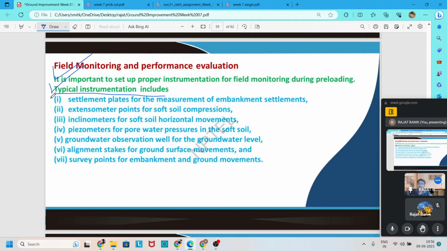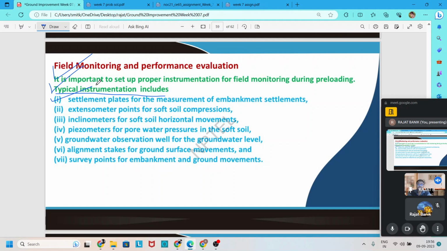First one is we need settlement plates for measurement of the embankment settlement. Extension meter points are needed to find out the soil compression. Inclinometer is needed to find out the soft soil horizontal movement. Piezometer is needed for measurement of pore water pressure of the ground.